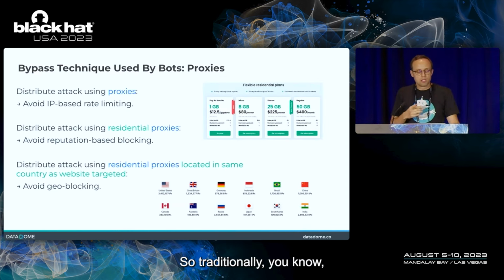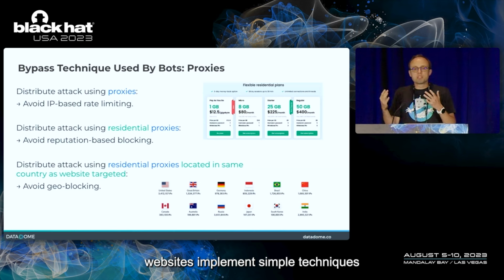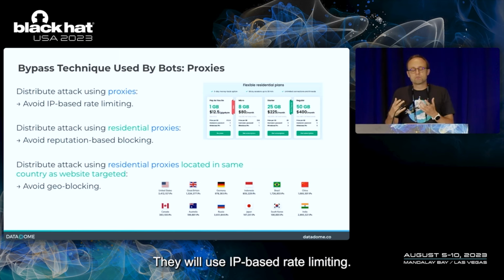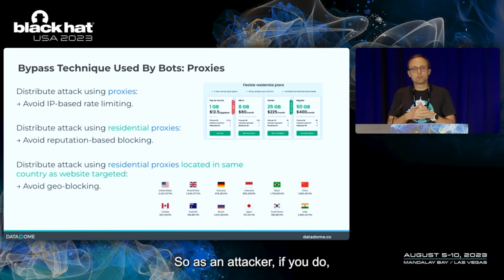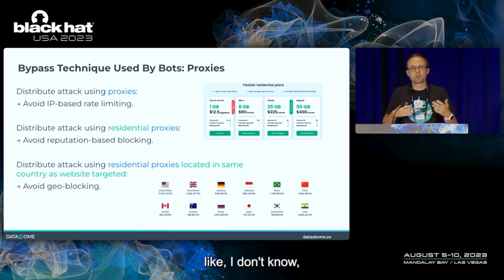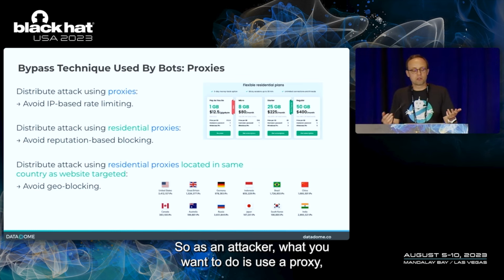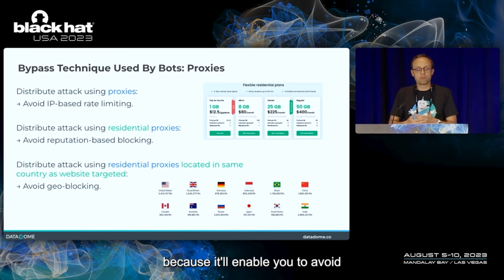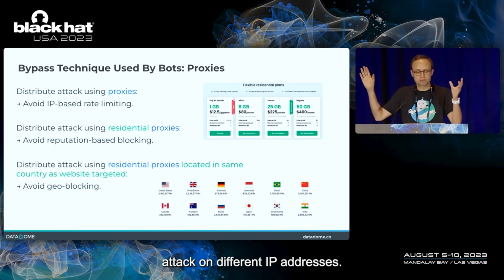So traditionally, websites implement simple techniques to protect themselves against bots. They will use IP-based rate limiting. So as an attacker, if you do 1,000 requests per minute, maybe you will get your IP blocked. What you want to do is use a proxy, because it will enable you to avoid IP-based rate limiting techniques, since you will spread your attack across different IP addresses.